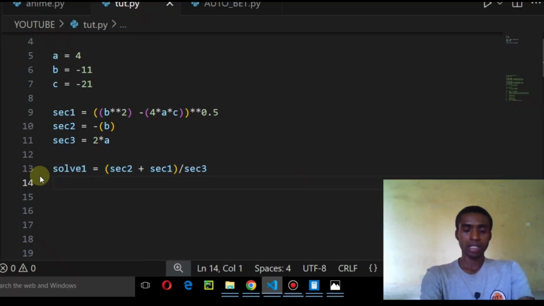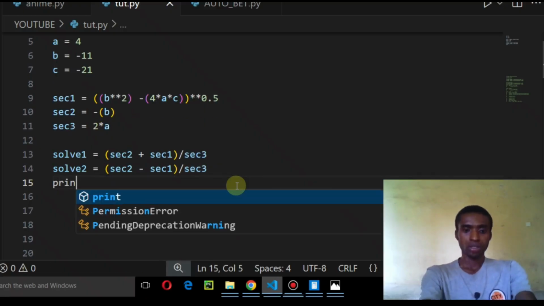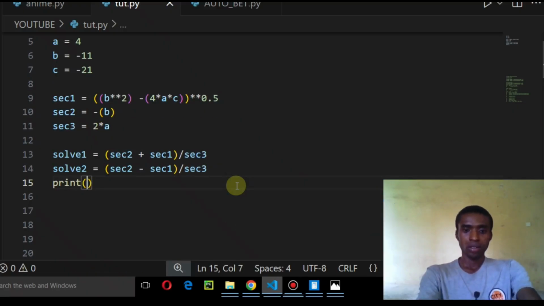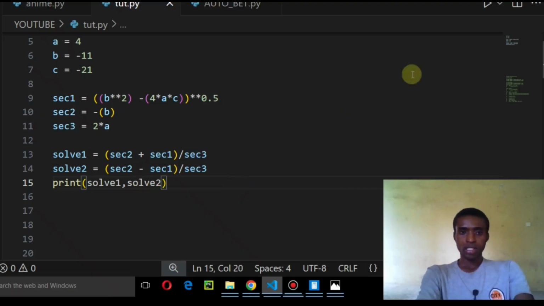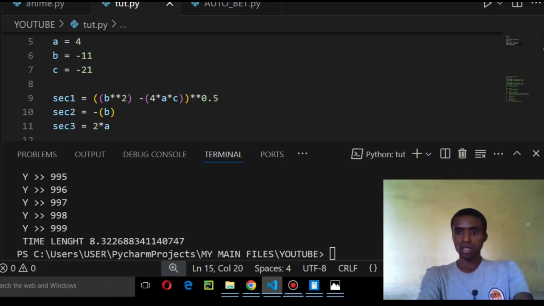So let me just do that, and here is going to be our sub 2. Sub 2 is going to be, here is going to be minus. So we're done with everything that we need to do. So let's print our sub 1, comma, sub 2. Let's see what we actually got, whether we're making sense or we did rubbish.